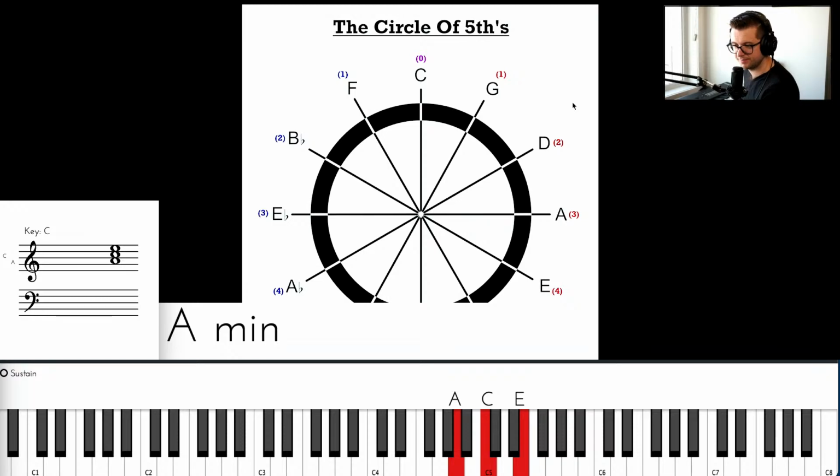Moving to the 6th position, A, supposed to have 3 sharps. Father Charles goes. There's a C there. So we should have the C sharp there, but because we're in the key of C, we cannot have this. So it makes it a 1 flat 3 5 minor chord.